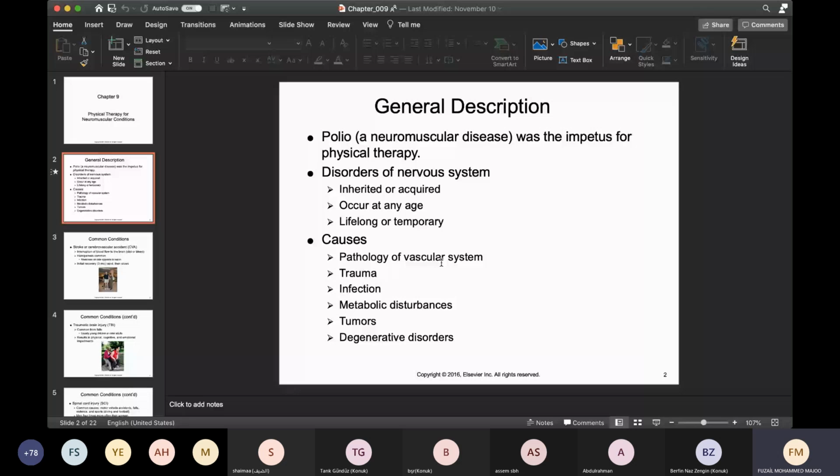Now, what are some of the causes for neuromuscular conditions? A lot of it stems from the vascular system, but also trauma. For example, more commonly, type 2 diabetes may also lead to neuromuscular degenerative diseases. Tumors also may end up causing these problems, and again, a handful of degenerative diseases and disorders.